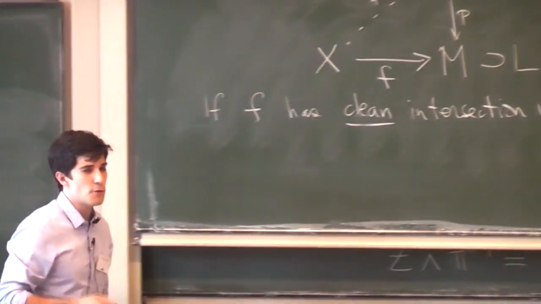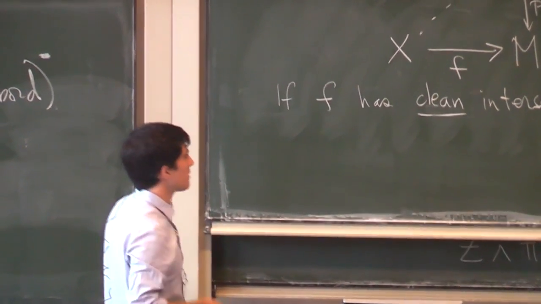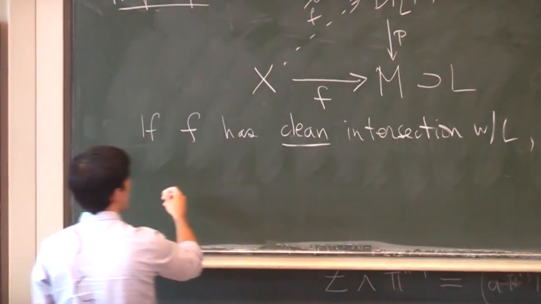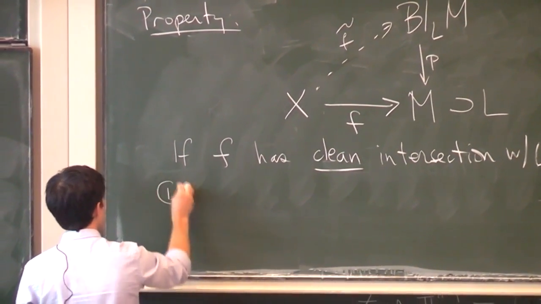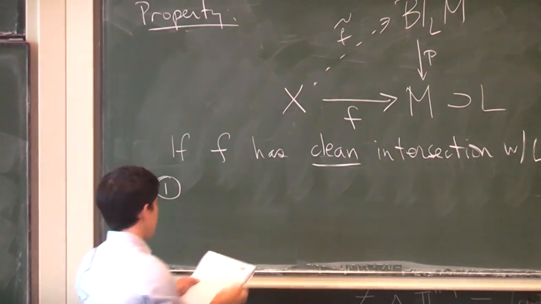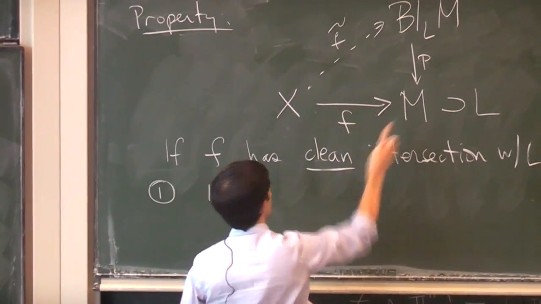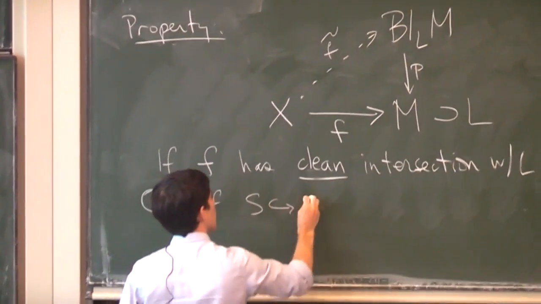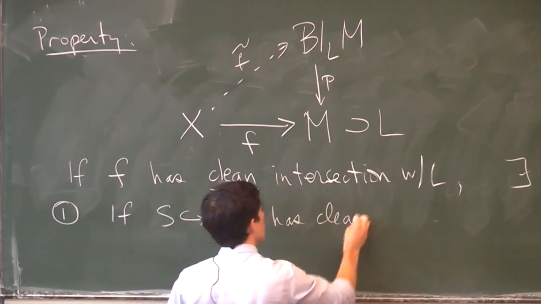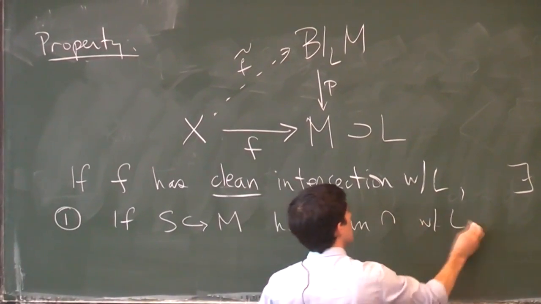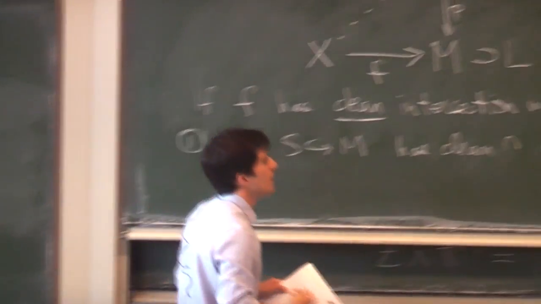Alan mentioned clean intersection in his first talk, and it's a nice condition which you should learn about, but it's usually not phrased in terms of a map. So let me give you two special cases. If this map is actually an inclusion of a submanifold, then what this means is that I need clean intersection with L.